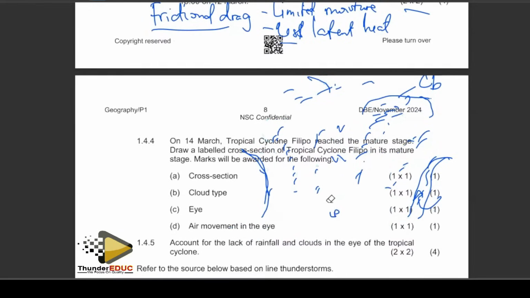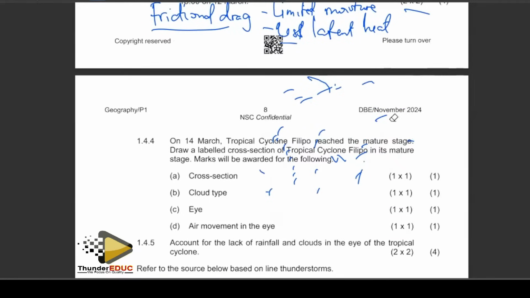Right, account for the lack of rainfall and clouds in the eye. Why are there cloudless conditions and stable conditions in the eye of the system? I think I have briefly explained what happens in the eye of the system. In the eye of the system, there is descending air. The center of the system has got descending air. And how does descending air contribute to clear skies?